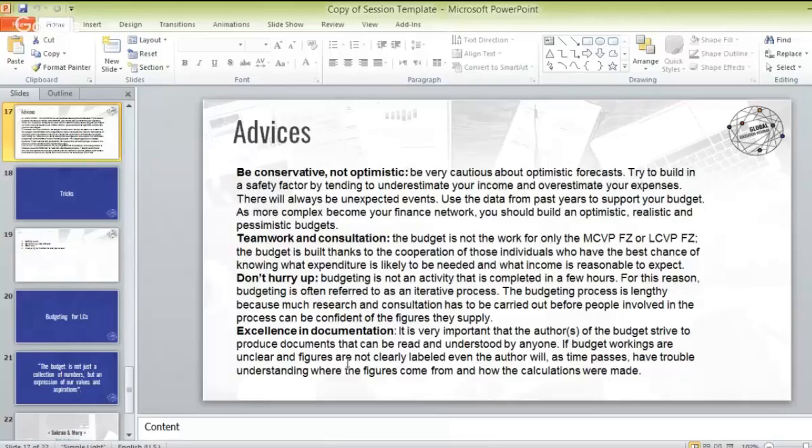The second point is teamwork and consultation, as I told you. You don't have to do this alone. Synergize with all the departments, get points of view from all the team, because at the end, the budget is not about you. The budget is about getting their goals in reality.